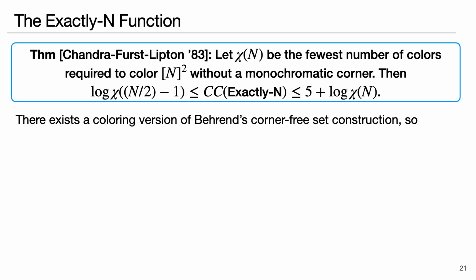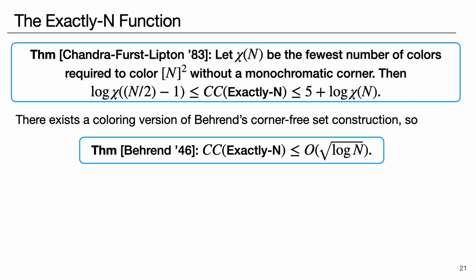Now, there exist coloring versions of Behrend's corner-free construction. One way to do this is to just take the normal construction and take a bunch of random shifts of it. So, in fact, the communication complexity of exactly n for 3 players is not this trivial log n, but you can get, in fact, a power savings. So we know you can do it with just square root log n bits of communication. I found this very surprising the first time I saw this.